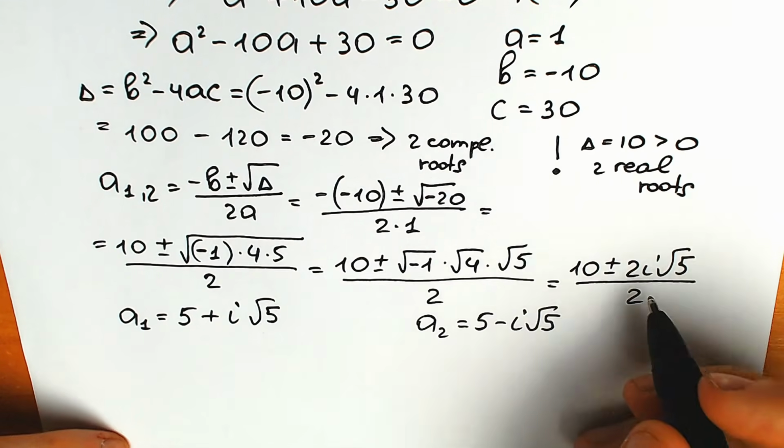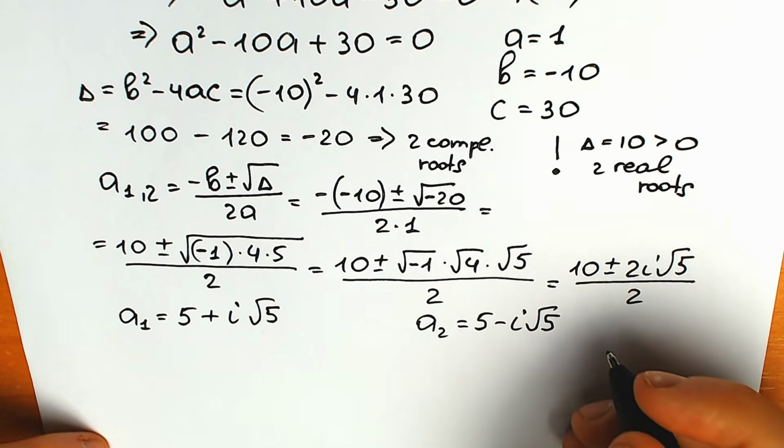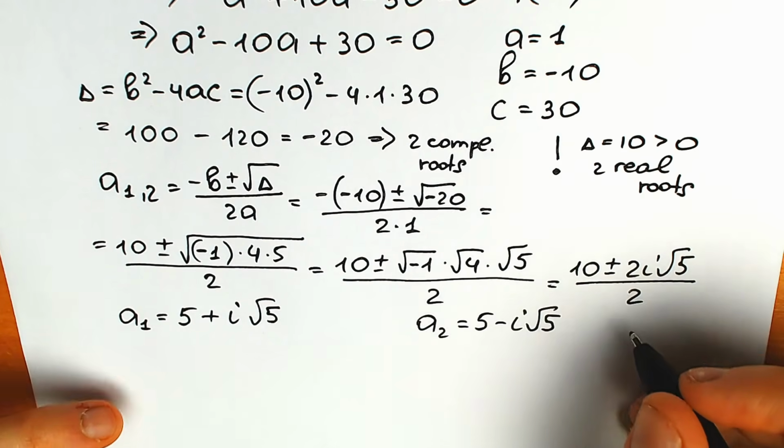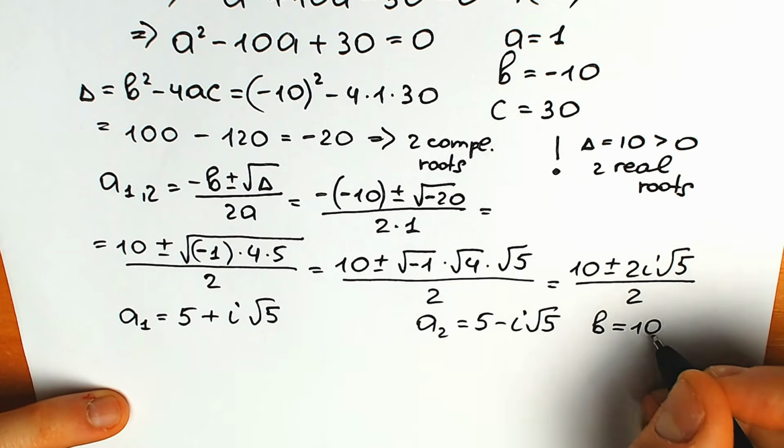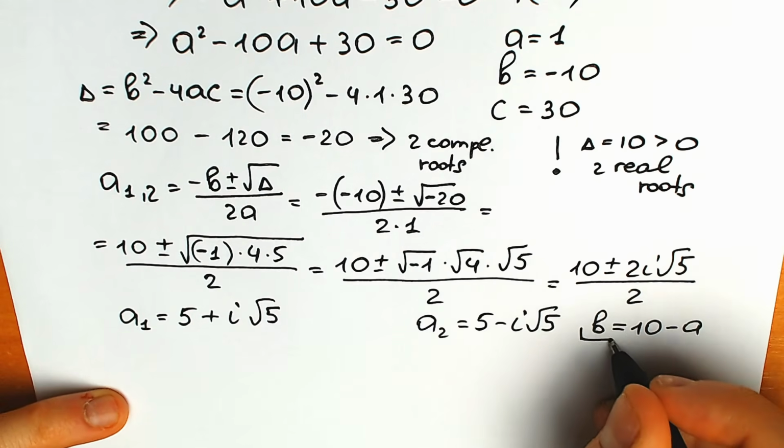This is not a solution to this question, because we need to solve it for a and b, for a pair. So we need to go to the beginning, because in the beginning we had b equal to 10 minus a. This is our expression from the beginning.